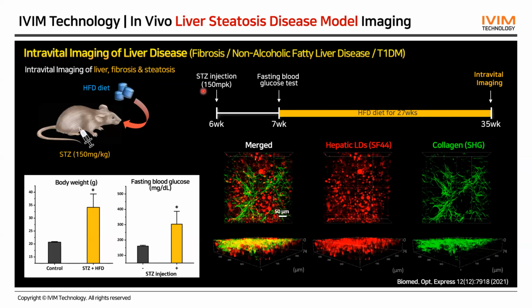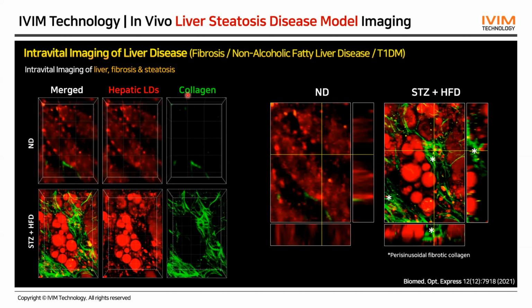In the steatosis disease model induced with 27 weeks of the high-fat diet, the hepatic lipid droplets and the fibrogenic collagen were accumulated in the hepatic tissue, especially the significant fibrogenic collagen deposition in the liver stroma, which means the liver fibrosis was successfully visualized by the label-free second harmonic generation imaging.